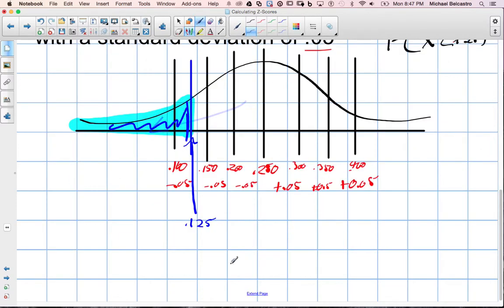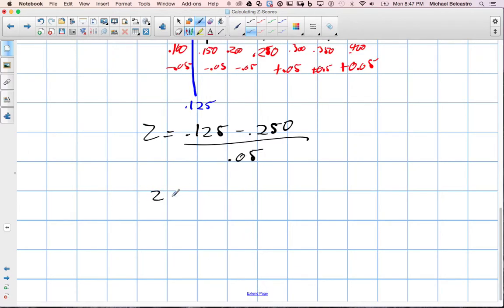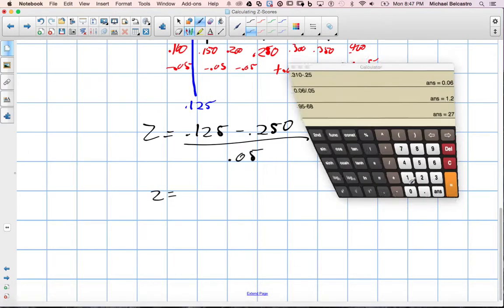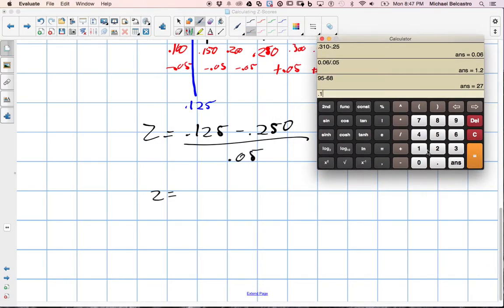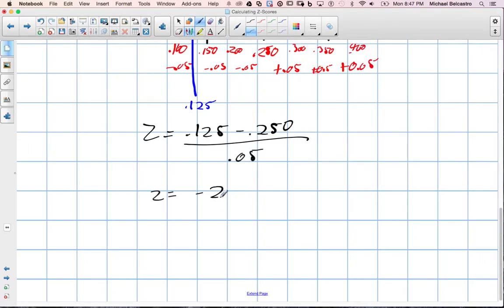The z-score is equal to our data, 0.125, subtract the mean, 0.250, all over the standard deviation, which is 0.05. Are you okay with that? So the z-score is 0.125 minus 0.250, and then that number divided by 0.05, which equals negative 2.5. So let's get our z-score table.